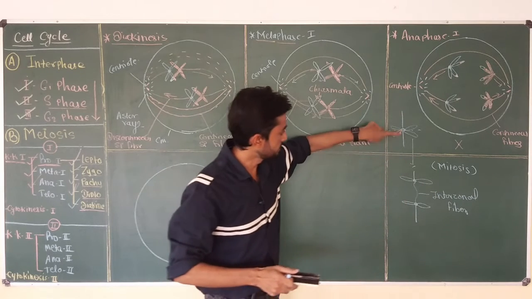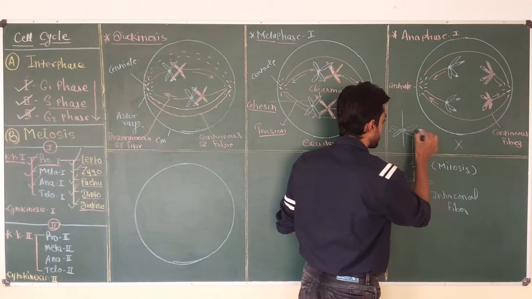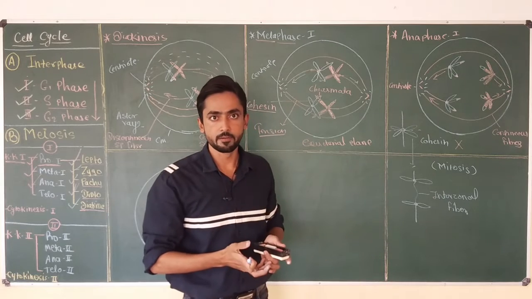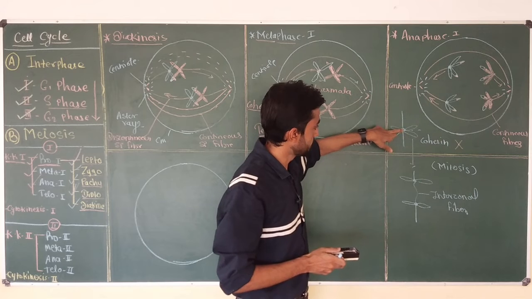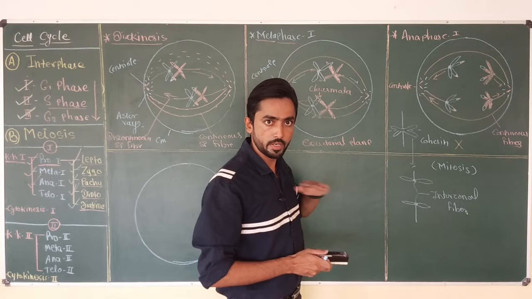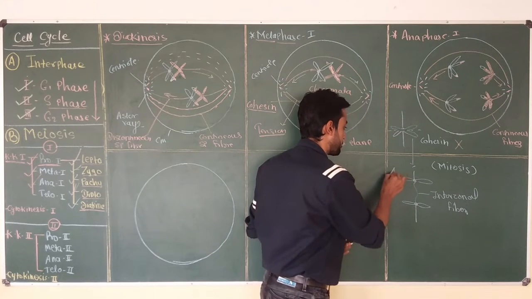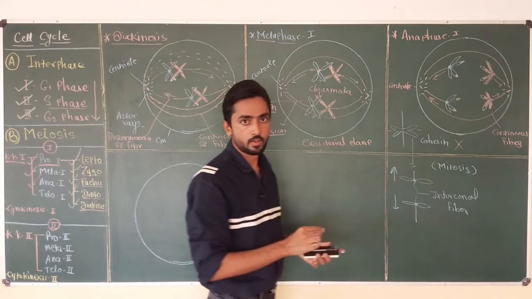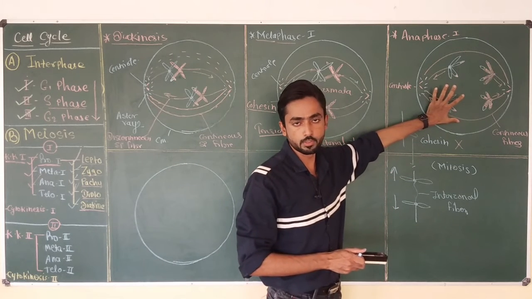Okay, in mitosis, a protein which is present at the centromere called cohesin gets degraded by the separase enzyme, and due to degradation of the cohesin, the centromere splits from the middle and half portion of the chromosome moves towards one pole and the remaining half portion moves towards the other pole. Okay, but this is absent in anaphase 1 of meiosis.